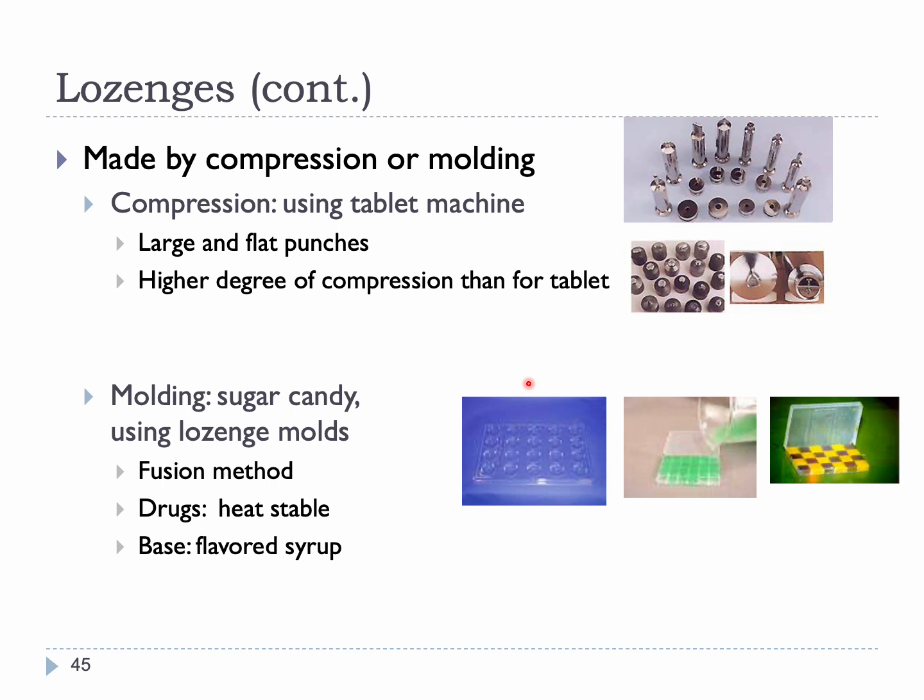In order to make a lozenge, there are several methods. With the compression or molding method, it can be made. For compression, lozenges need a tablet machine, and the punch and die will be different from normal tablets because it's large and flat. They have a large, flat punch to make lozenges.